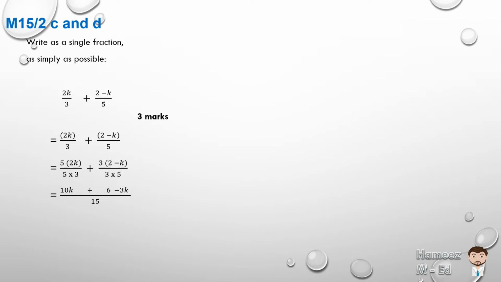Now that we've done that, we recognize that the numerator has two different items with k in it, so we can simplify that. 10k minus 3k is equal to 7k plus 6, all over 15. Can we add 7k and 6? No, we can't, because one has a variable and one does not. So that's the end of the question for this part. Let's go on to part D.